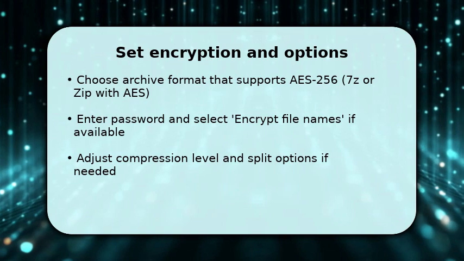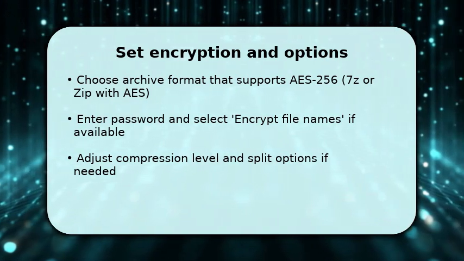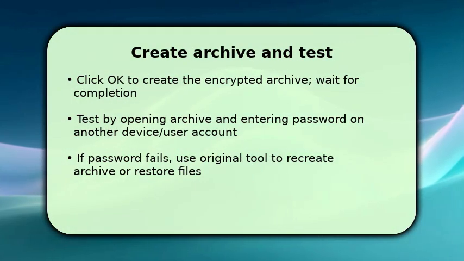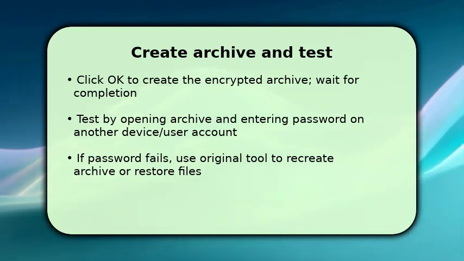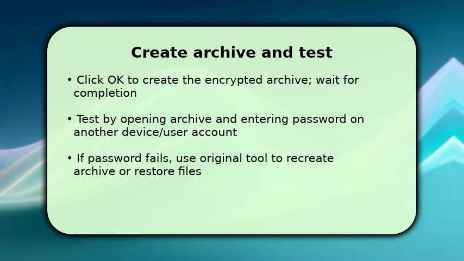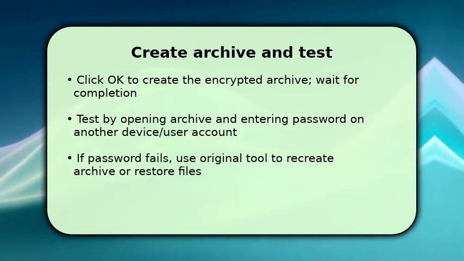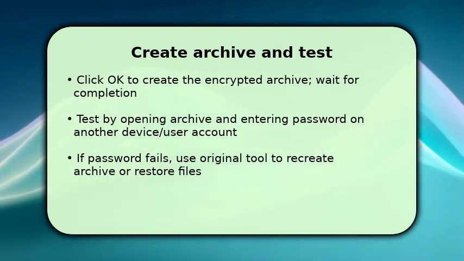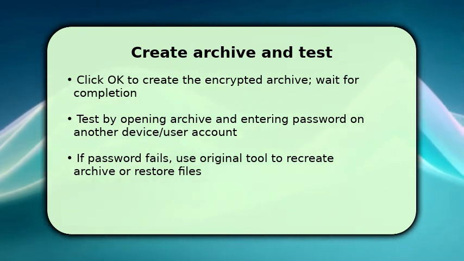Finish by creating the encrypted archive and then verify it immediately. Open the new zip or 7Z and attempt extraction. You must enter the password to confirm encryption worked. Once done, test on another device or user account to ensure portability and that file names were encrypted if selected.